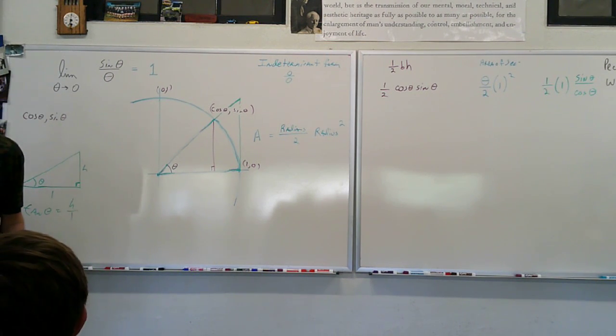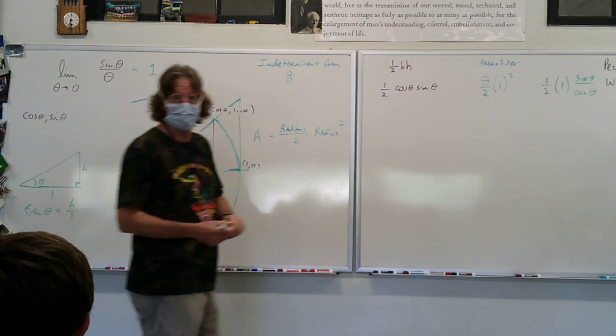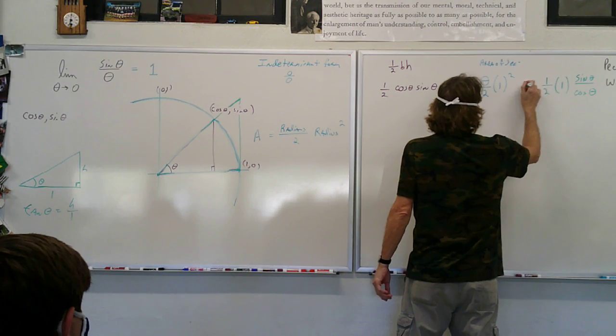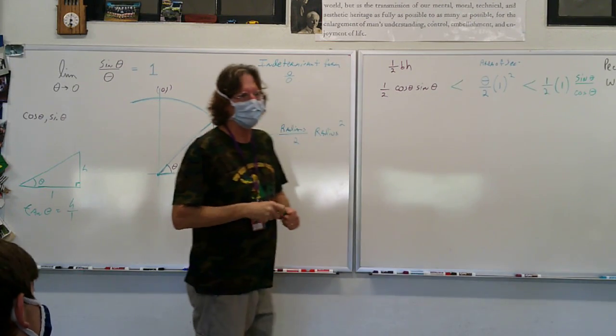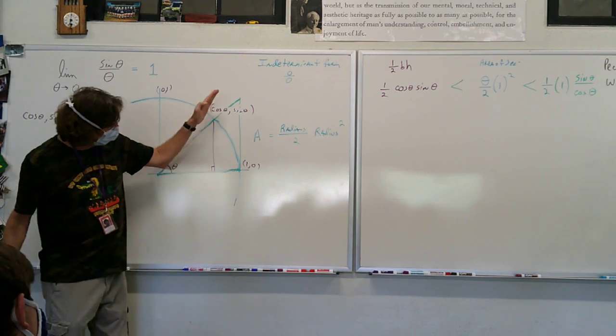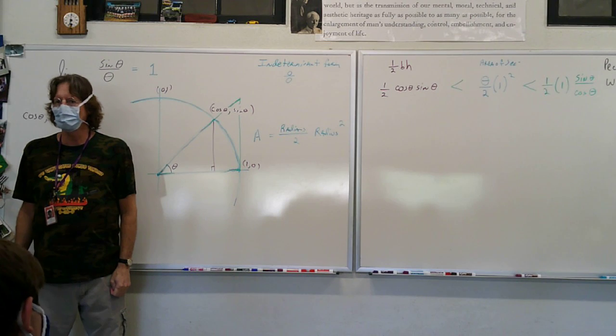Which ones are smaller? The purple one. Okay, the purple one's the smallest. Yeah. And then the blue one. And then the green one. There you go. Now, you could say if theta got really, really small, they would almost be equal to each other, wouldn't they? Right?